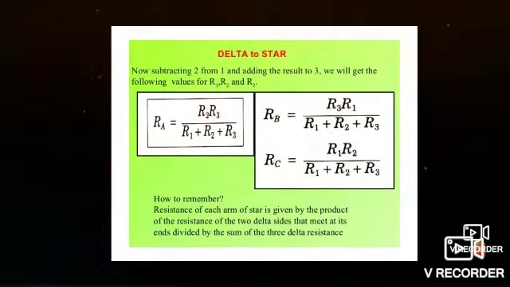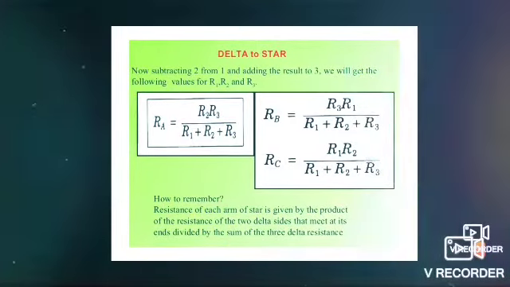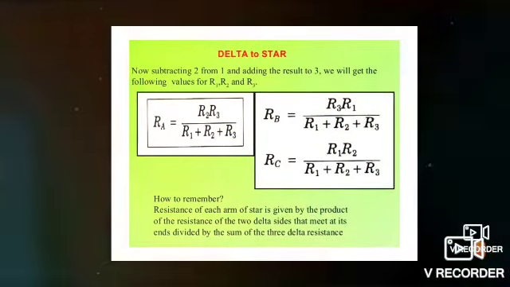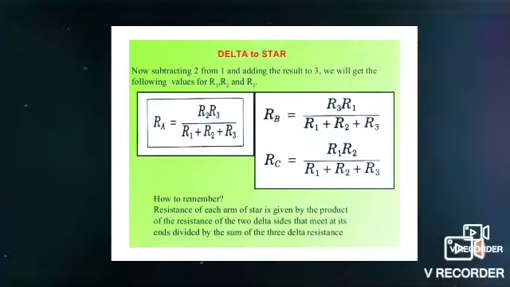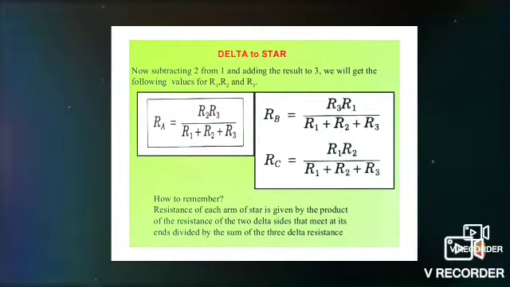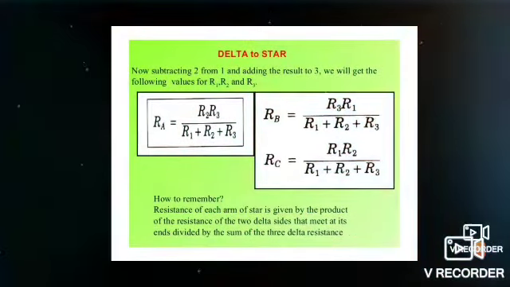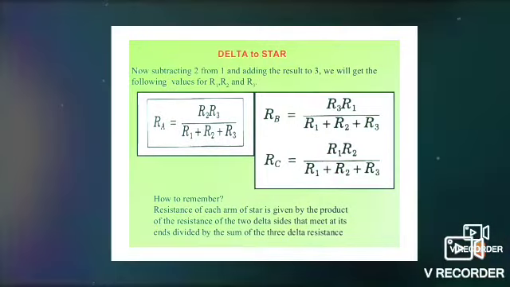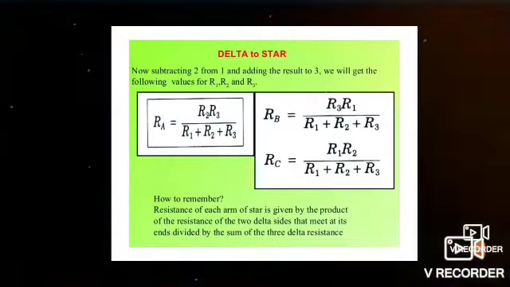Then the conversion from delta to star. Now subtracting equation 2 from 1 and adding the result to 3, we will get the following values. RA equals R2 R3 divided by R1 plus R2 plus R3. RB is R3 R1 divided by R1 plus R2 plus R3. RC is R1 R2 divided by R1 plus R2 plus R3.